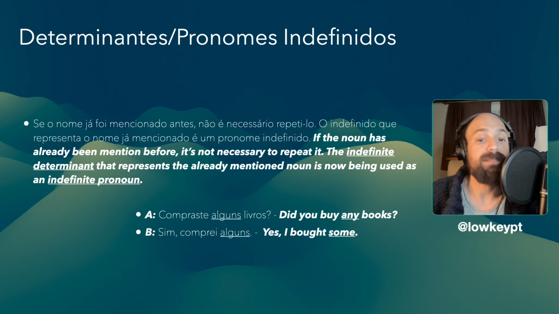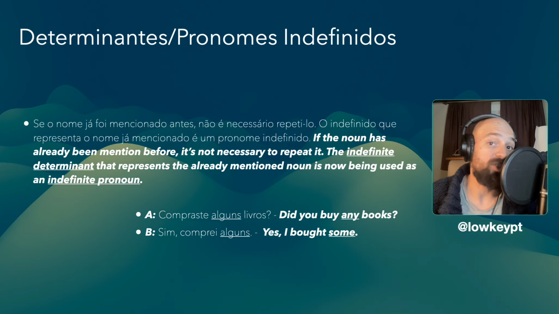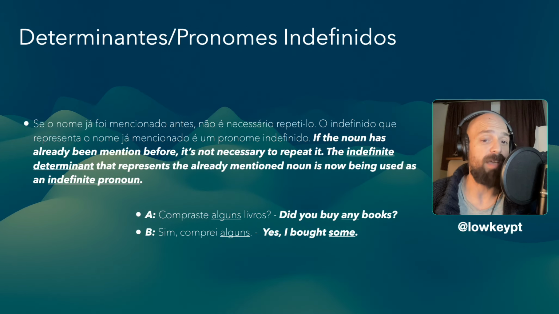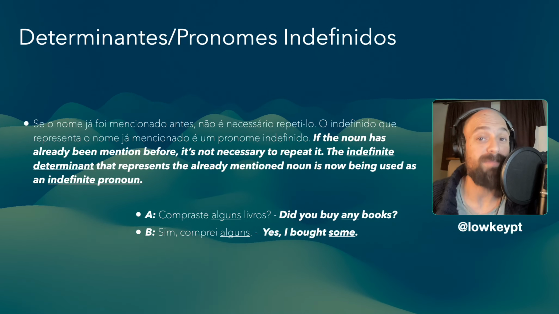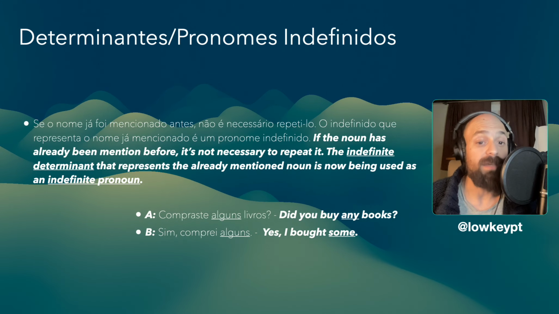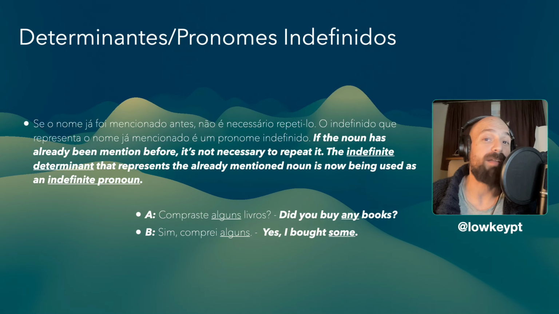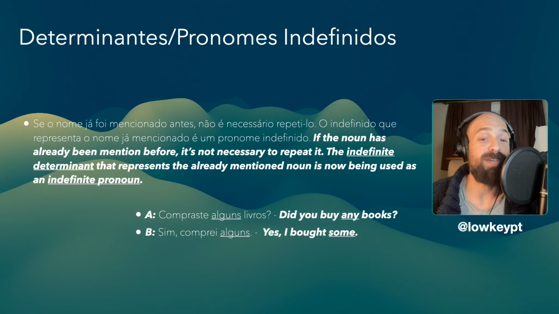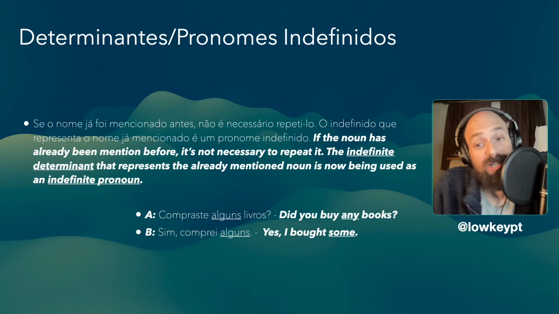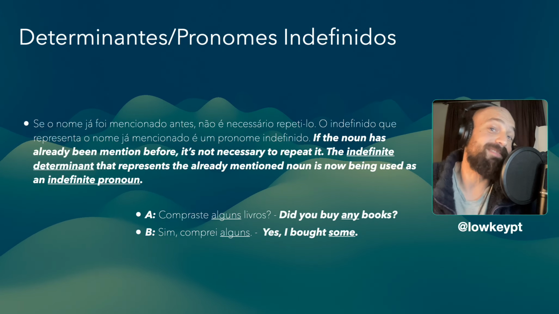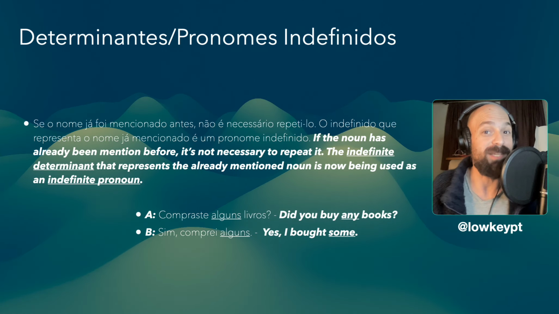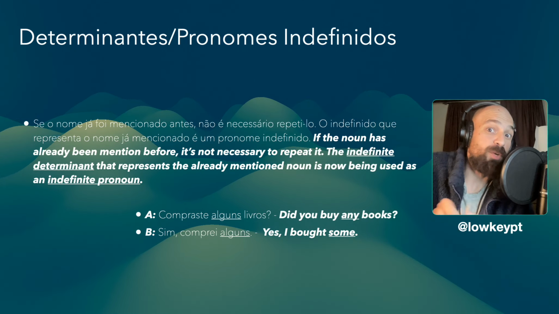Yes, I bought some. So in English, that word changes meaning completely. We use a completely different term to convey what we're trying to convey. But in Portuguese, if you notice, it's the same term. Compraste alguns livros. That alguns is functioning as any. But in the response, it conveys the idea of some. Sim, comprei alguns. So in Portuguese, it's important to know these because you need to be able to use them and interchange them with the nouns that they may be replacing in a subsequent speech act.